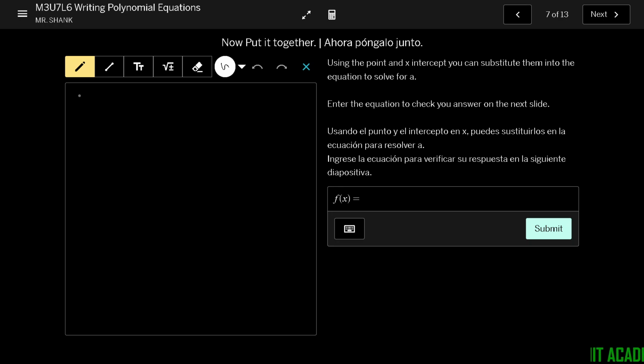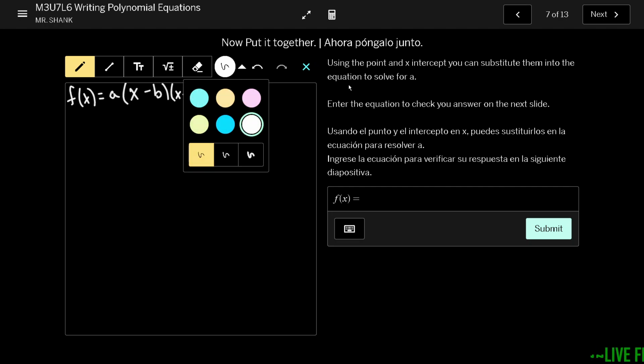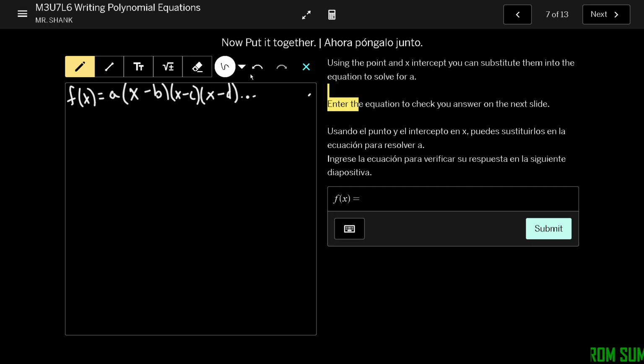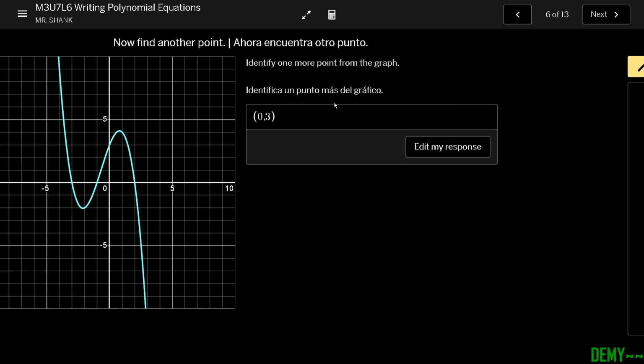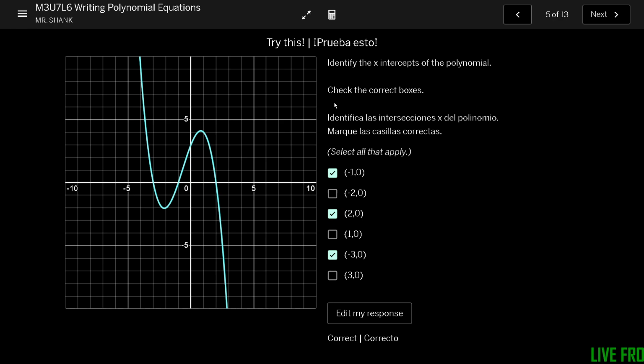It says using a point and x-intercepts, you can substitute them in the equation and solve for a. So I need to go back and find out what those x-intercepts are, but it's going to look like this. I'm going to have f of x equals a times x minus b times x minus c times x minus d, and so on. Again, depending on how many x-intercepts you have, you need to make sure that you are including them in your equation.